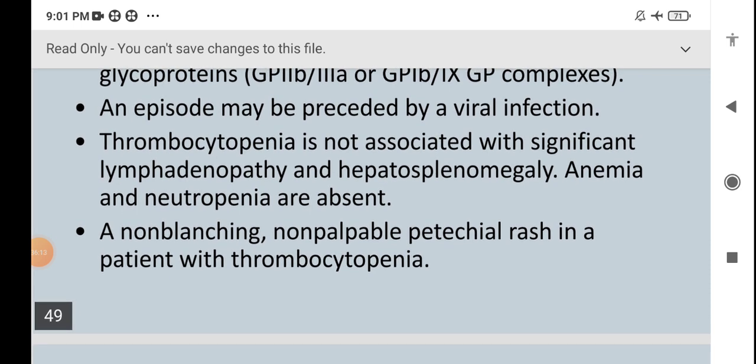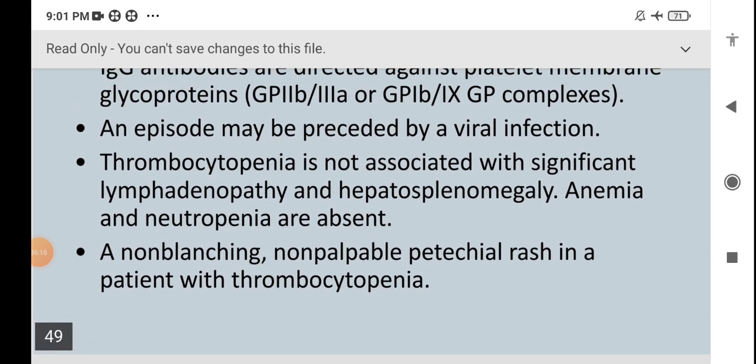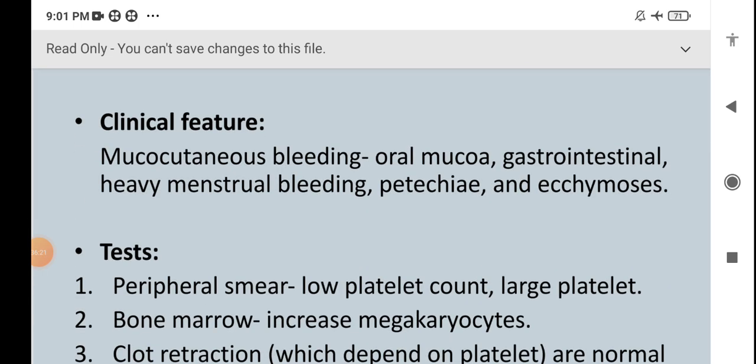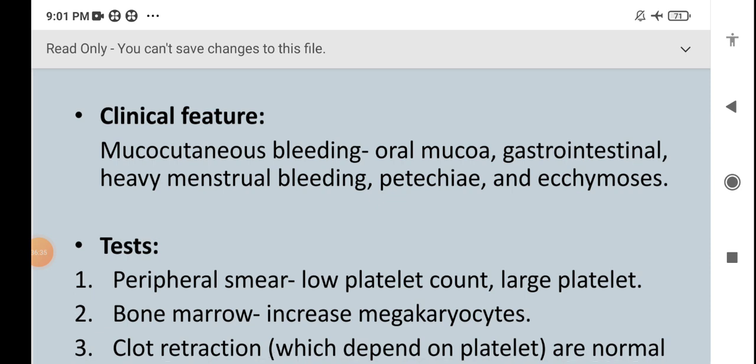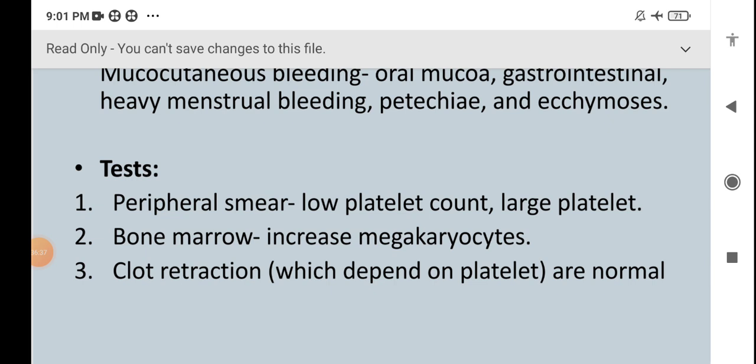A non-blanching, non-palpable petechial rash in a patient with thrombocytopenia. Clinical features: mucocutaneous bleeding, oral mucosa, gastrointestinal bleeding, heavy menstrual bleeding, petechiae, ecchymosis. Tests: peripheral smear, the basic fundamental one. Low platelet count, and large, giant platelets can be seen. Bone marrow shows increased megakaryocytes. Clot retraction, which depends on platelets, is normal here.